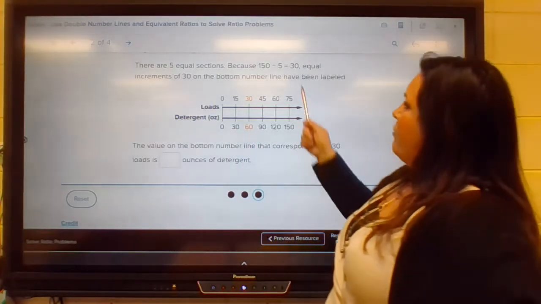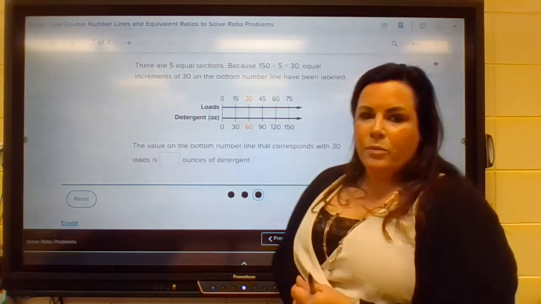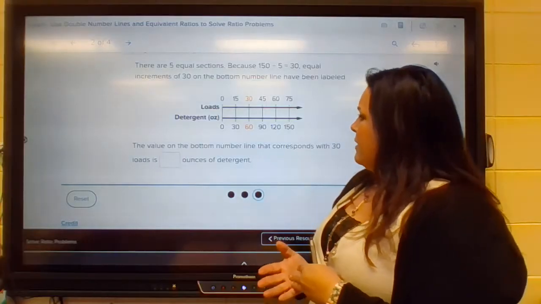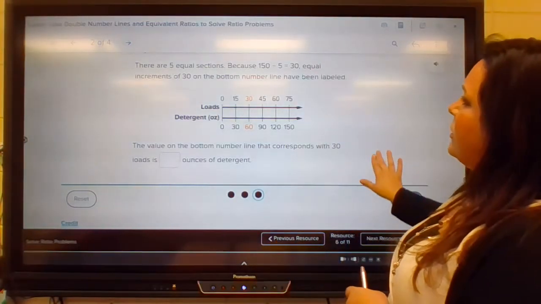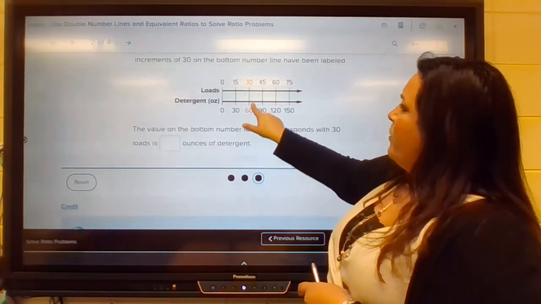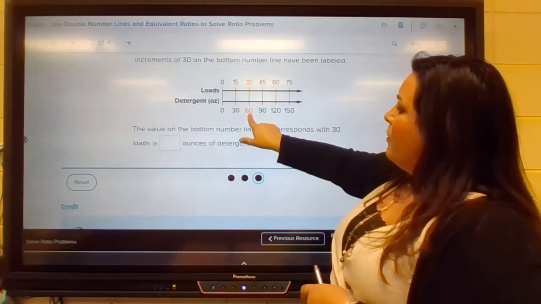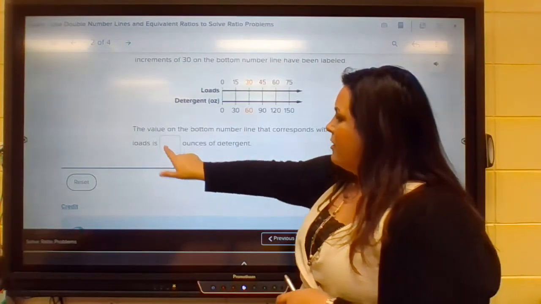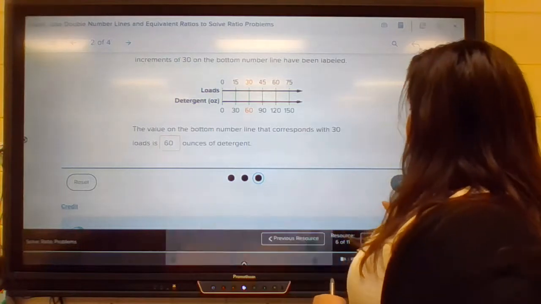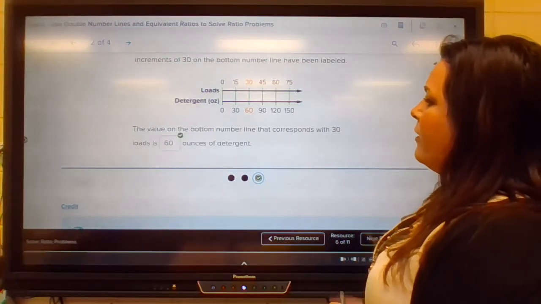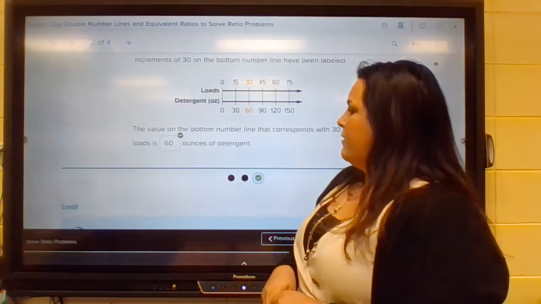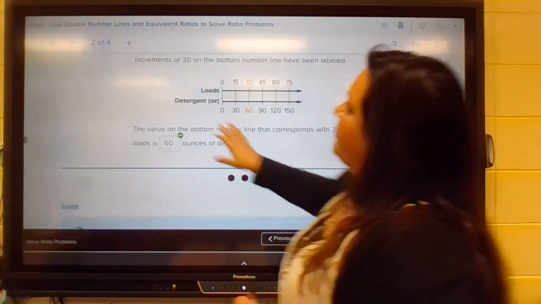Then we look, all right, if we knew that 30 was the magic number here, right? If we needed to do 30 loads, we would get 60 ounces of detergent, right? So we would plug in our 60 here because that's what matches up with our missing value, okay? So 30 loads, 60 ounces of detergent. There we go.